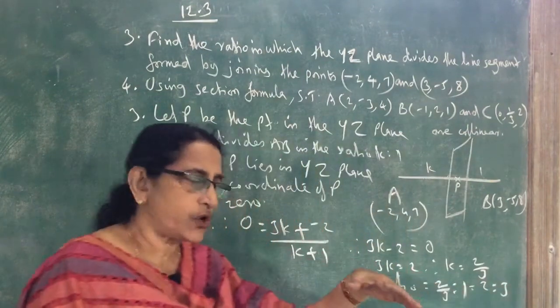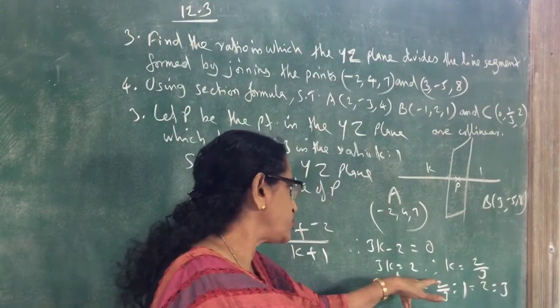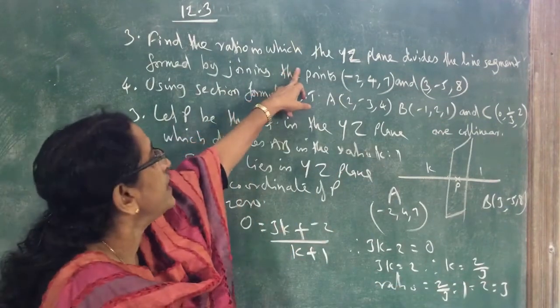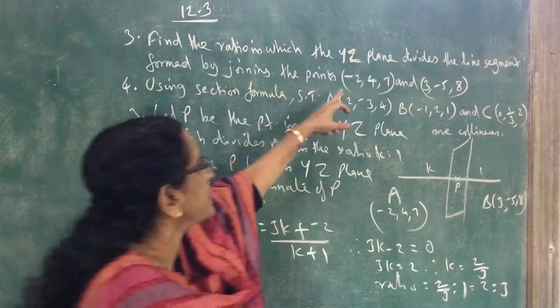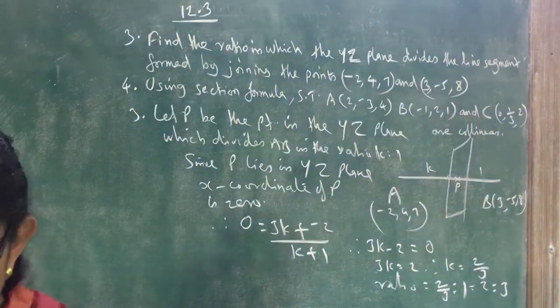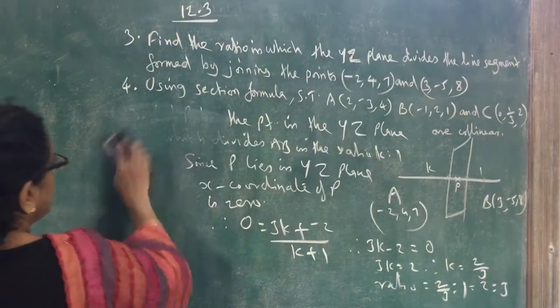In the ratio, when we multiply by 3 we get 2 is to 3. So the required ratio in which the YZ plane divides the line segment joining these two points is 2 is to 3. So that is the ratio. Now the fourth one.